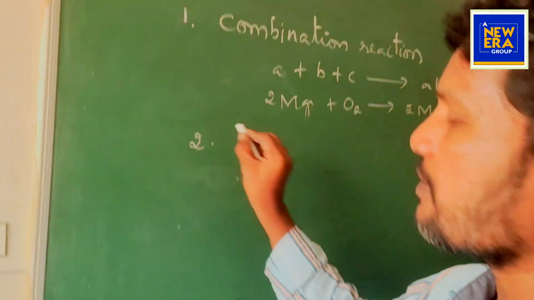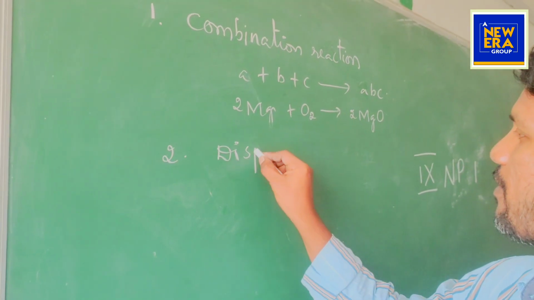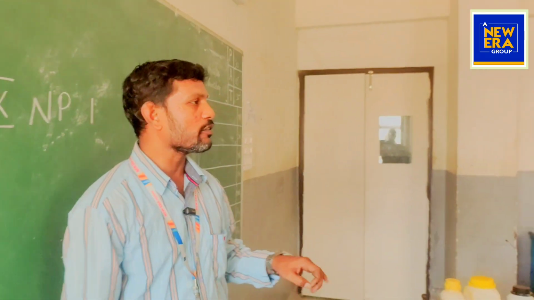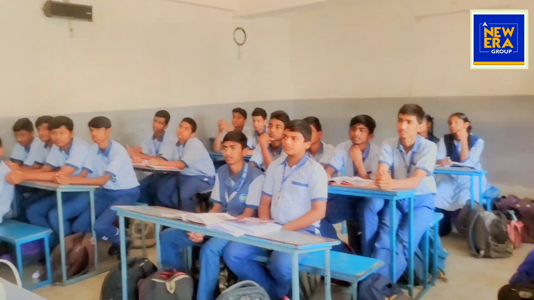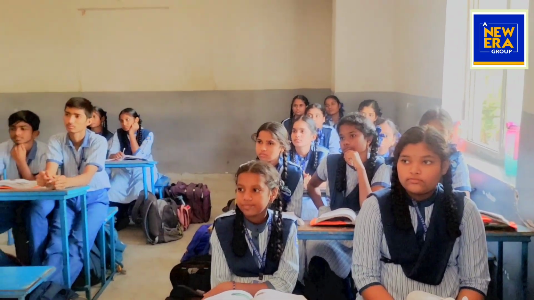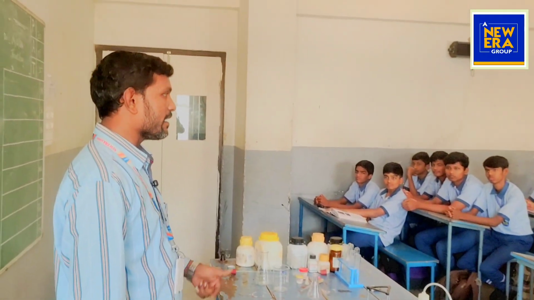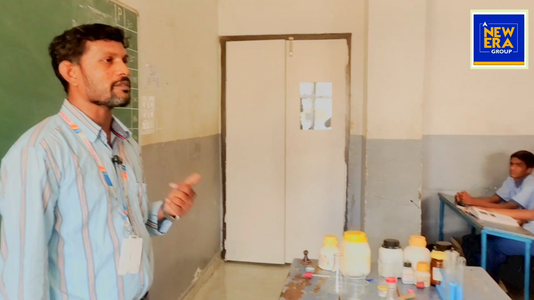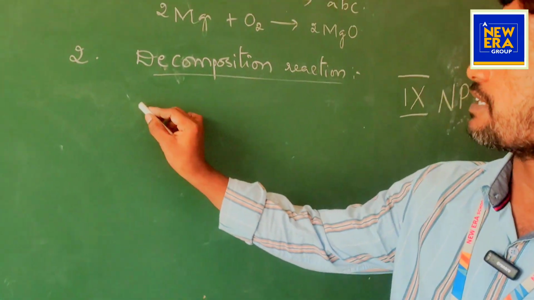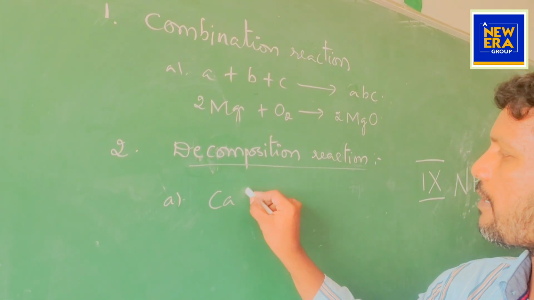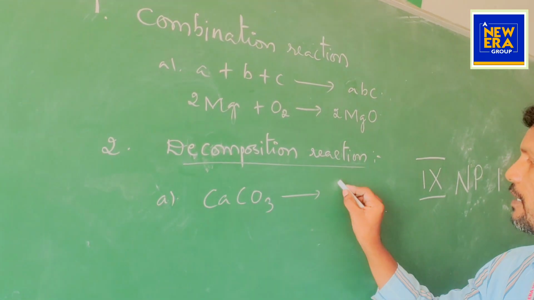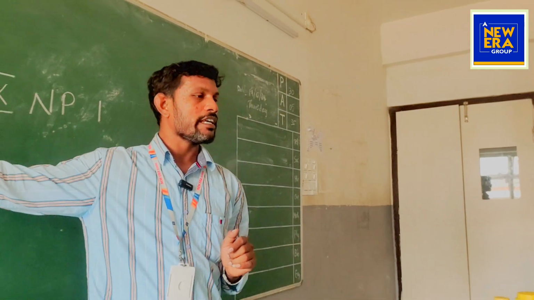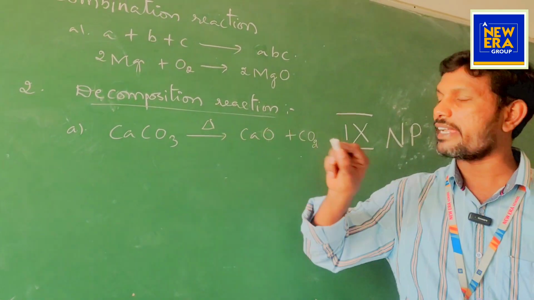Now, the second type of reaction, the decomposition reaction. Actually, it is quite the opposite of the combination reaction, meaning a single substance breaks down into two or more substances. Many reactions are there, like heating of lead nitrate and heating of calcium carbonate, which produce two or more substances. For example, heating of calcium carbonate gives calcium oxide plus carbon dioxide. It is only carried out in the presence of heat. Heating is represented with a delta here.